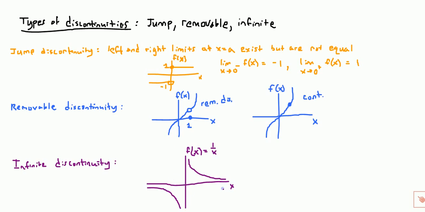A function has an infinite discontinuity at a point if it has a vertical asymptote at that point. So the point x equals 0 here, we do have a vertical asymptote. So these are easy to see graphically and visually. All you have to check is if you have a vertical asymptote. Okay, so those are 3 types of discontinuities.